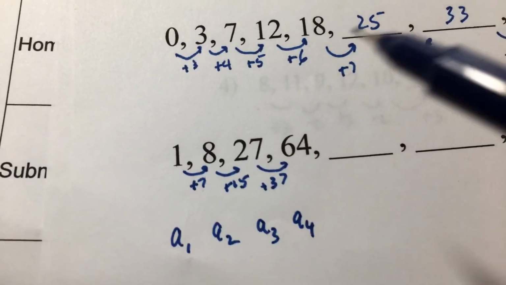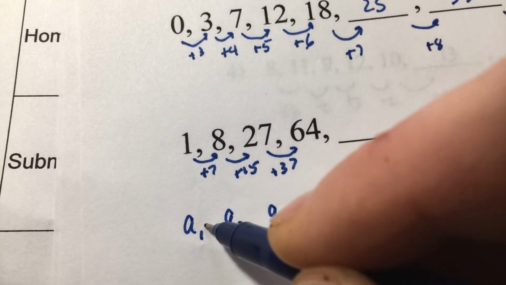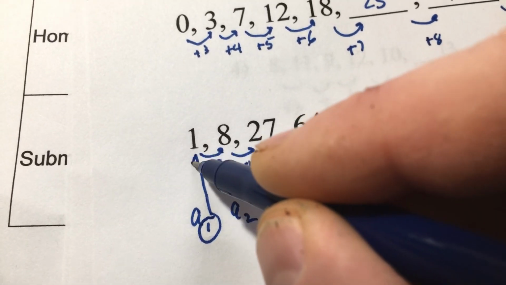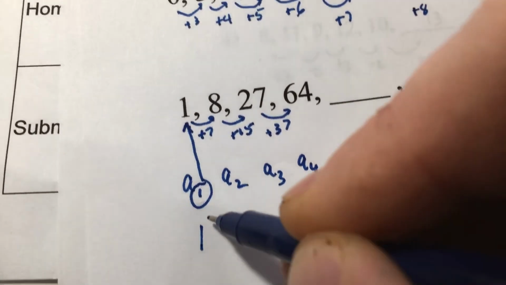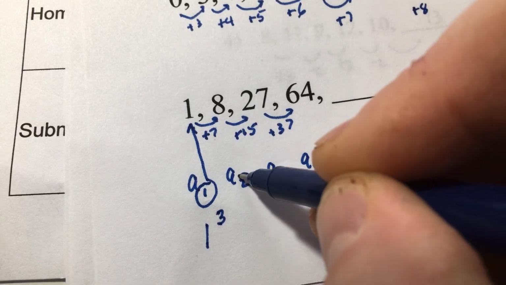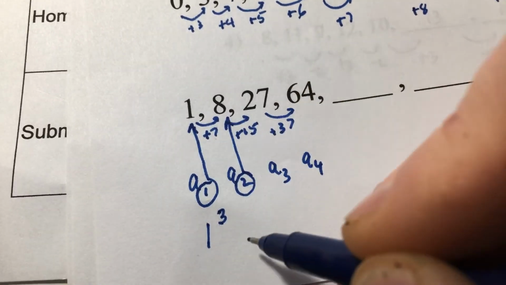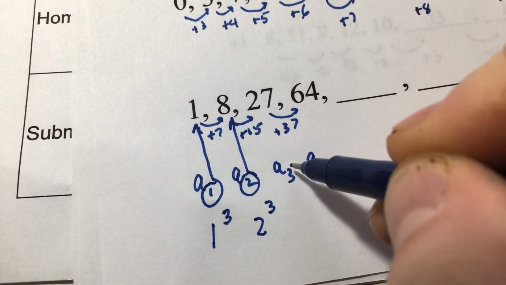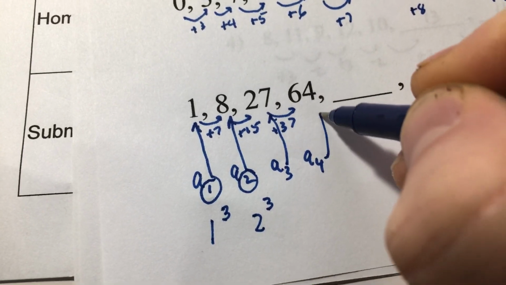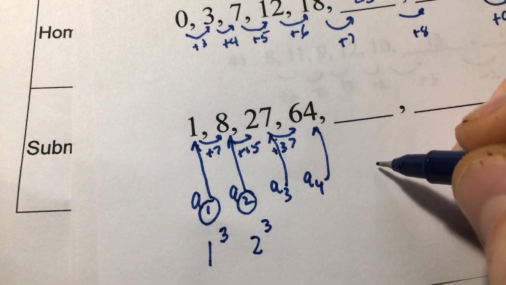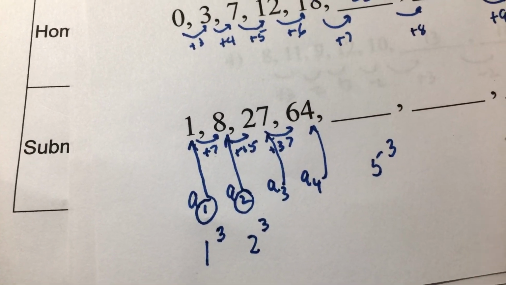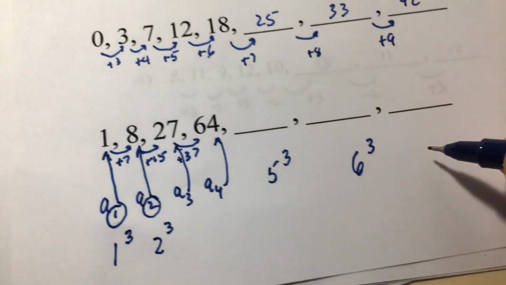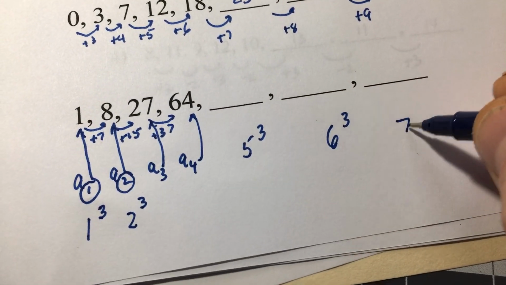So this one was a tough one. You looked a little deeper. Each of those numbers is related to their position. That's 1 cubed. 2 cubed is 8. 3 cubed is 27, and 4 cubed is 64. So that's the pattern. And the next three numbers should be 5 cubed, 6 cubed, and 7 cubed.